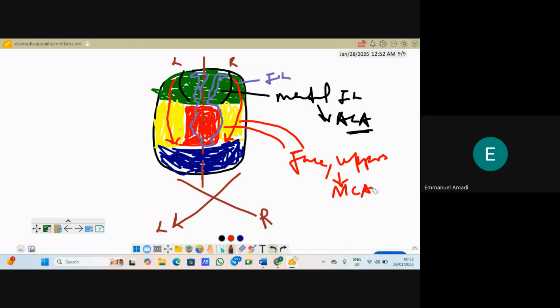Now, there's one more thing I will have to tie before we move. The posterior cerebral artery, of course, enters here. This is the PCA.